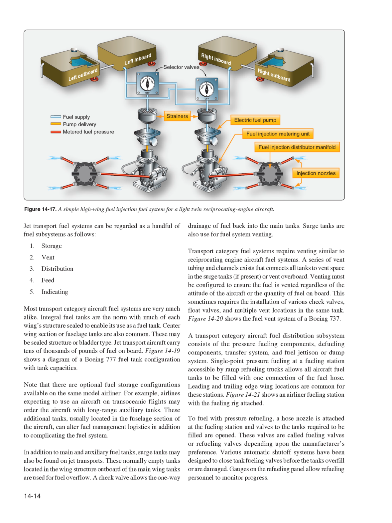Figure 14-21 shows an airliner fueling station with the fueling rig attached. To fuel with pressure refueling, a hose nozzle is attached at the fueling station and valves to the tanks required to be filled are opened. These valves are called fueling valves or refueling valves depending upon the manufacturer's preference. Various automatic shutoff systems have been designed to close tank fueling valves before the tanks overfill or are damaged. Gauges on the refueling panel allow refueling personnel to monitor progress.